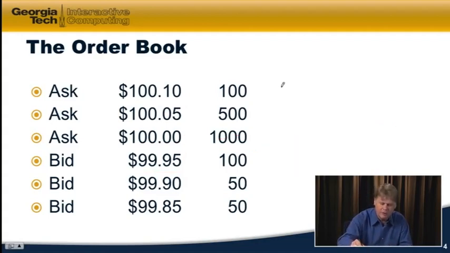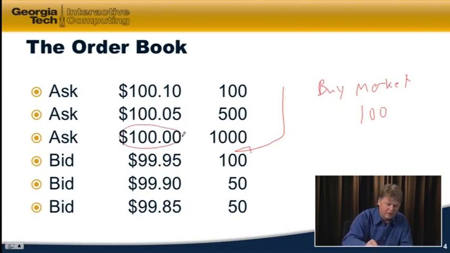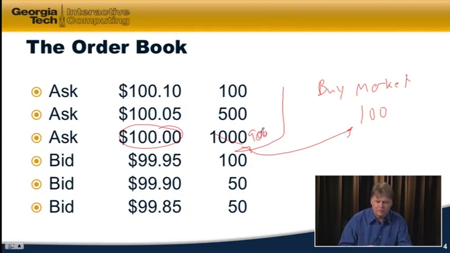Another thing that can occur is a market order comes in. Let's suppose a market order to buy 100 shares comes in. Okay, we come in. The lowest available is at $100. You get 100 of those shares, so now there's only 900 left. Those are your 100, and the order book changes because of that market order.